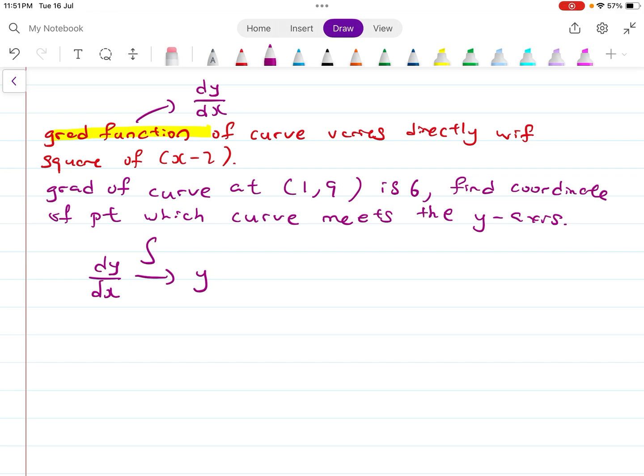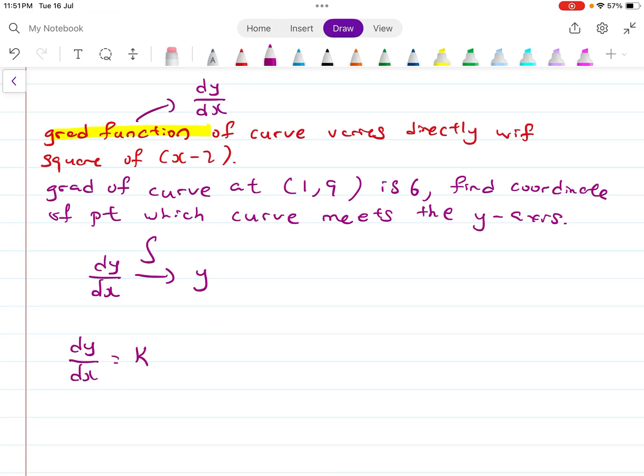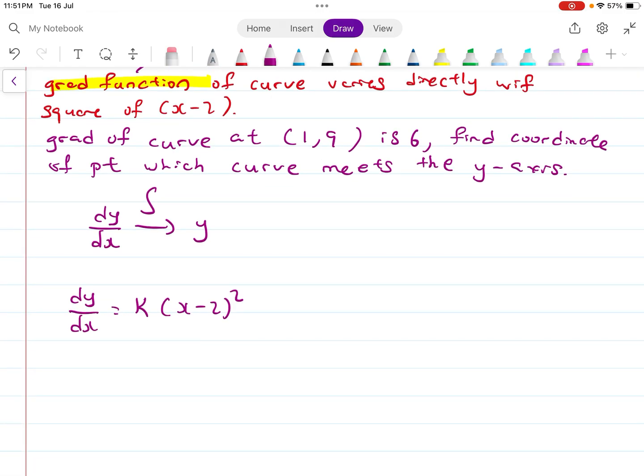First, dy/dx varies directly, meaning k, like direct proportion, k times (x minus 2) squared. The next thing we must do is determine the value of k. Because the gradient of the curve is 6, dy/dx is 6. The gradient is 6 at the coordinate (1, 9). I don't need to care about the 9, just the 1. So 1 minus 2 is negative 1, squared, which means k is just 6.